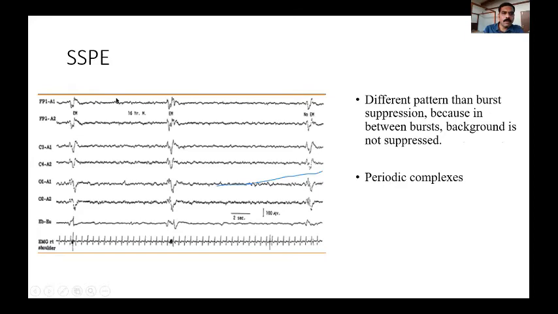It is different from a suppression burst pattern because here, in between bursts, the background is not less than 10 microvolt. In suppression burst pattern, the background would be less than 10 microvolt, whereas here it is usually more than 10 to 20 microvolt activity. But you get these periodic generalized discharges. These are called periodic complexes, quite typical for SSPE, especially if the interval between two discharges is more than 6 to 8 seconds. That is called long interval generalized periodic discharges.